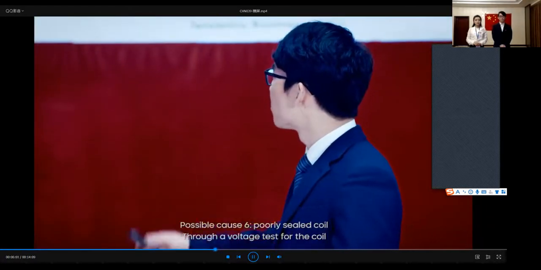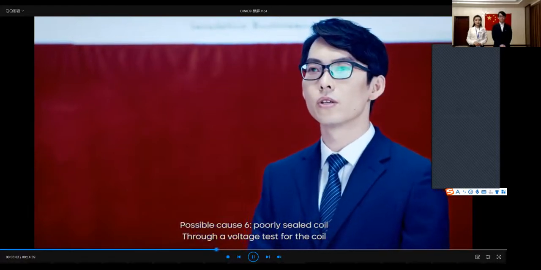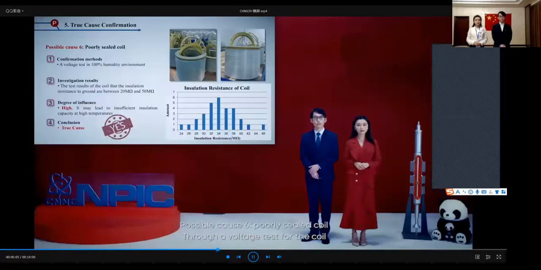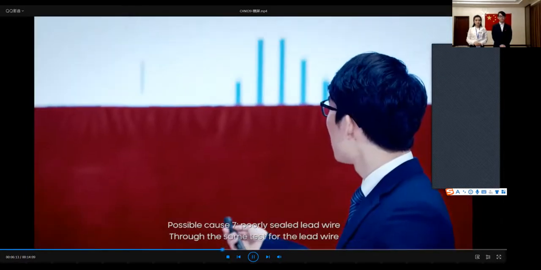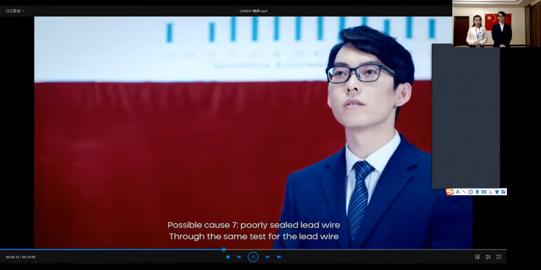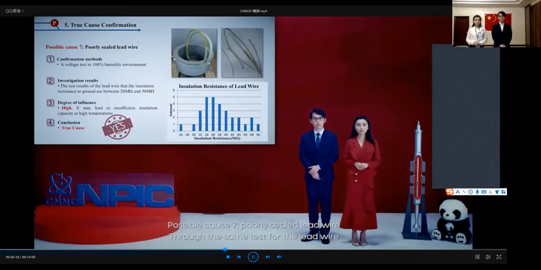Possible cause 6. Poorly sealed coil. Through a voltage test for the coil, the test data was low, which had great influence on the coil, so it's a true cause. Possible cause 7. Poorly sealed lead wire. Through the same test for the lead wire, the data was low and had great influence on the coil, so it's a true cause.